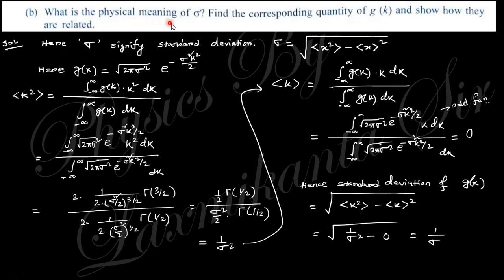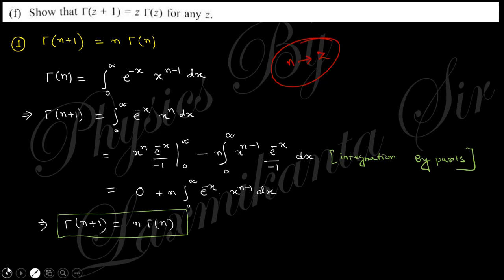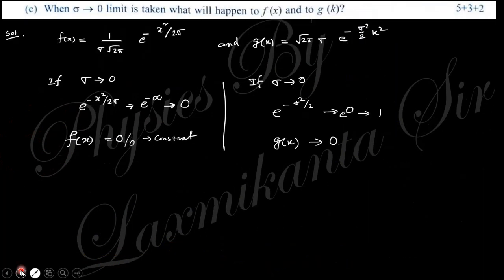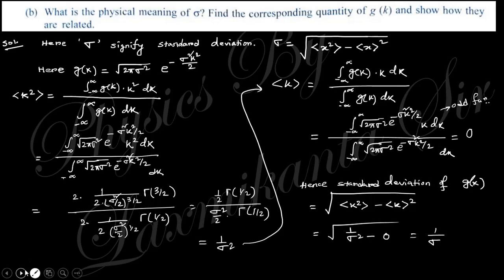Next question, what is the physical meaning of sigma? Find out the corresponding quantity g of k and show how they are related. What is the physical meaning of this? Sigma signifies the standard deviation. Find the corresponding quantity g of k and show how they are related.